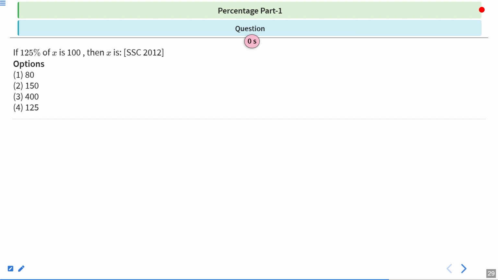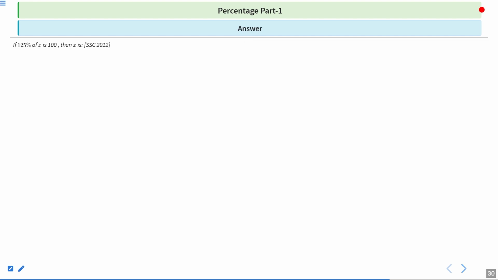Now time's up. Let's see the solution of this question. The question says that if 125% of x is 100, so we just make the equation and we get the value of x. The correct answer of this question is the first, which is 80. Now see the detailed solution using concept 7.4 in this question.